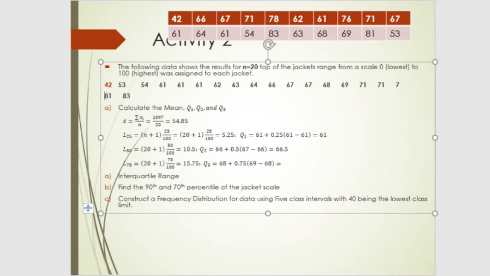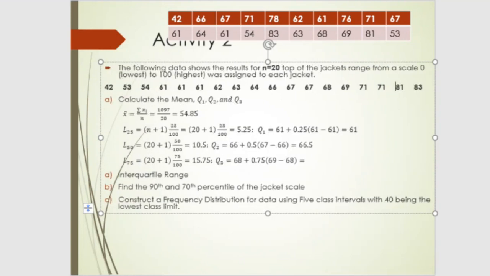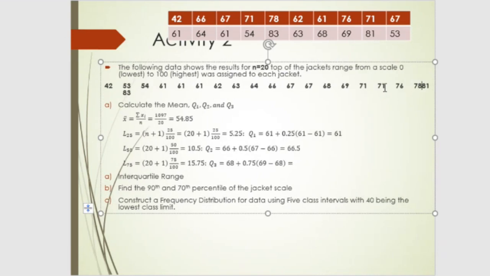Something went wrong. Okay, how? So it's 76 and 78, is that what you're saying? Yes, sir. Now it's going to change everything. Only let's see the mean now. Is it going to affect everything? No, Q1 I think will be fine, and Q2 will be fine, but Q3 is going to be affected.